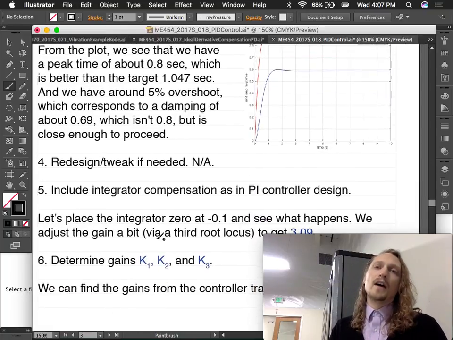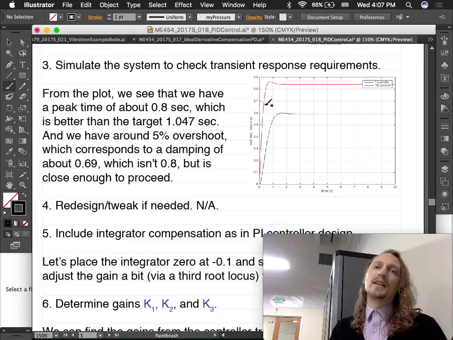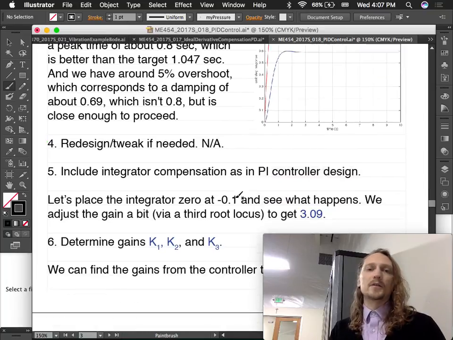All right, so now we're going to try to fix our steady state error problem. That's what we want to do next.